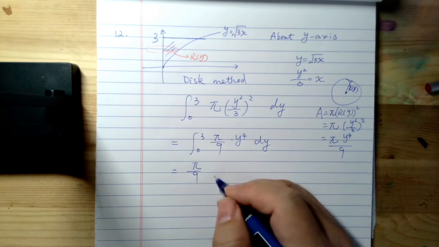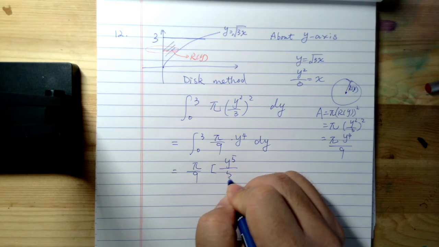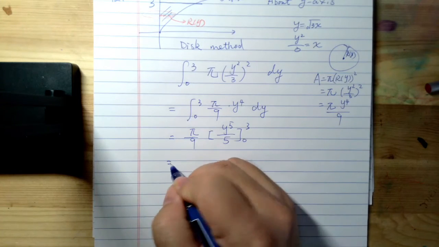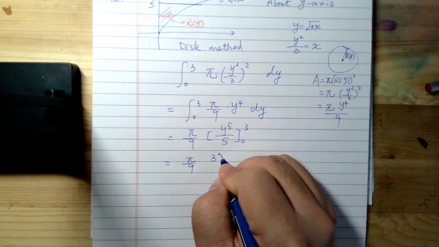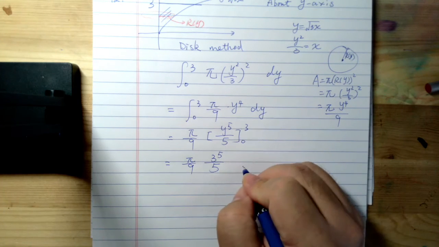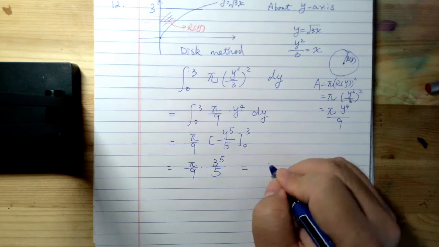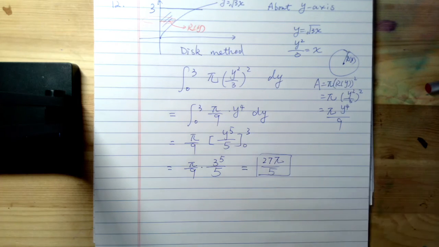We can take this pi over 9 out, y to the fifth over 5, from 0 to 3. Okay, and then this turns out to be 3 to the power fifth over 5. If you simplify that, you're going to see it's 27 pi over 5. Okay, so that is the answer for this problem.